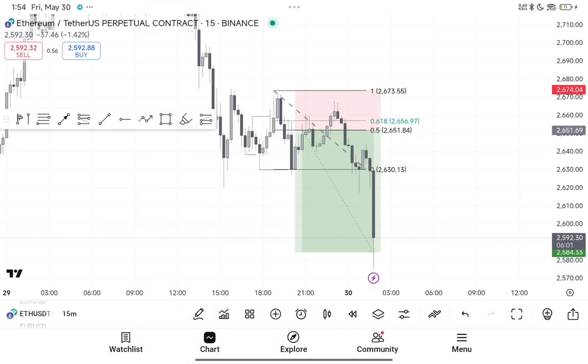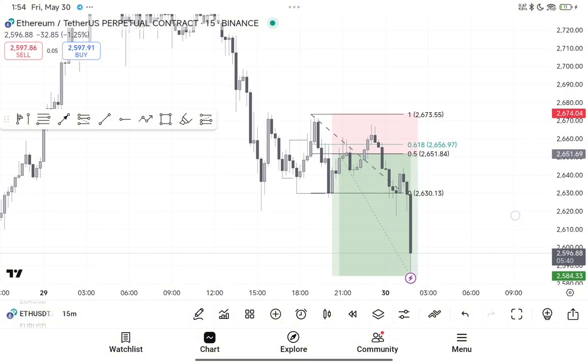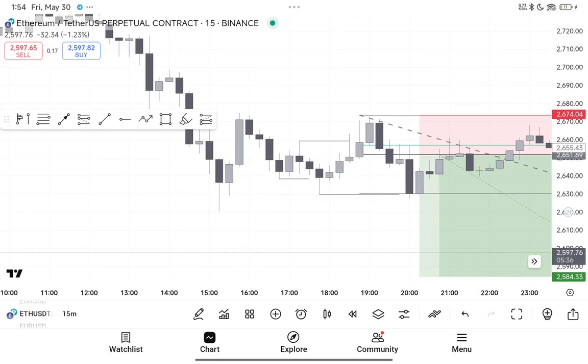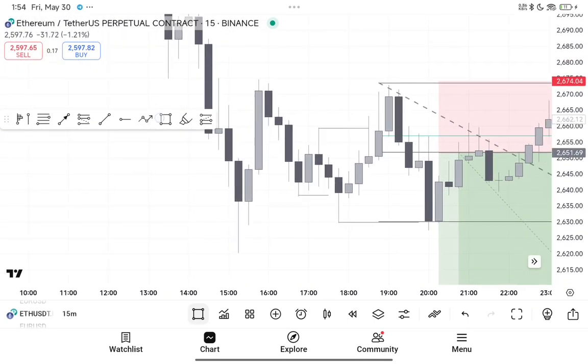So an order block is the last bullish or bearish candle before a strong move. And what's that strong move? A break of structure or a change of character is my strong move. Okay, so it's the last one before a break of structure or a change of character. And I'm going to show you an example of that. Over here, this is the last order block before my change of character.